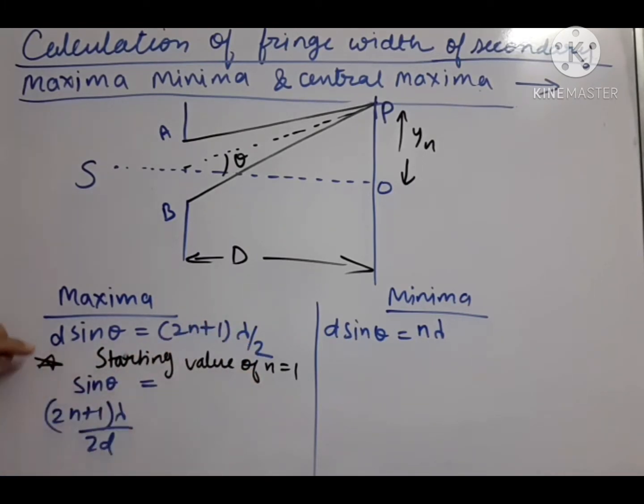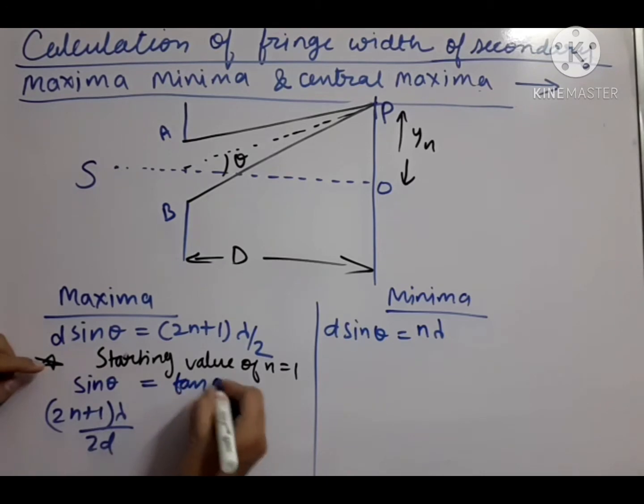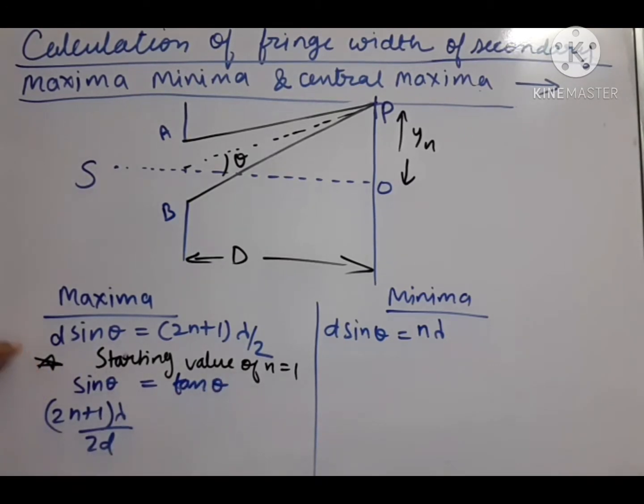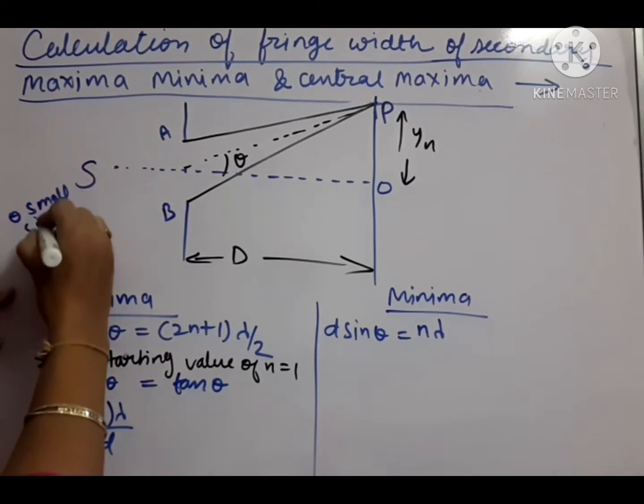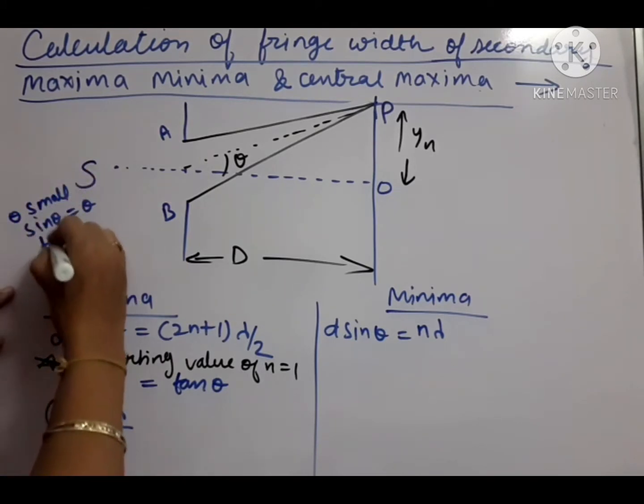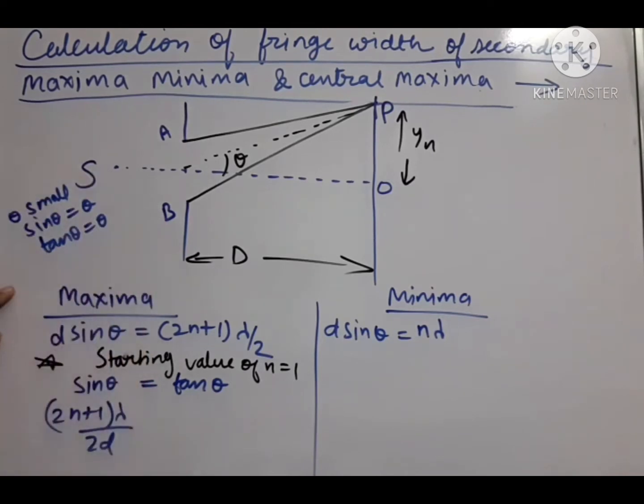Now we will equate it with tan theta, taking this approximation that whenever theta is small, sin theta is also equal to theta and tan theta is also equal to theta. So taking this approximation, we can equate sin theta and tan theta.